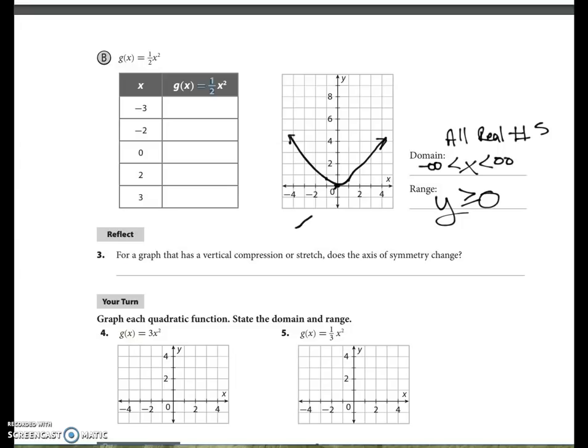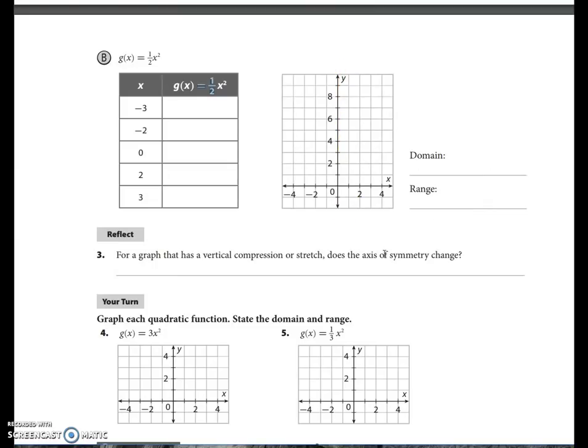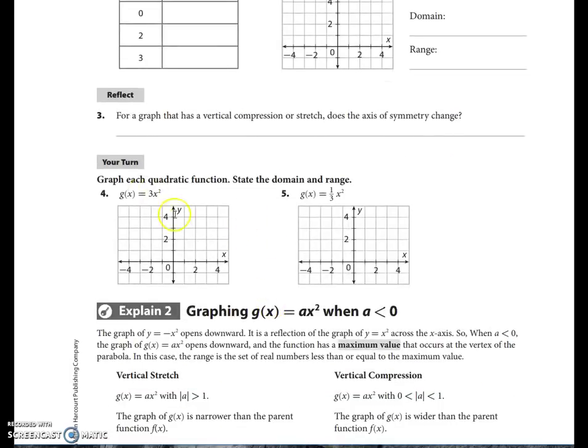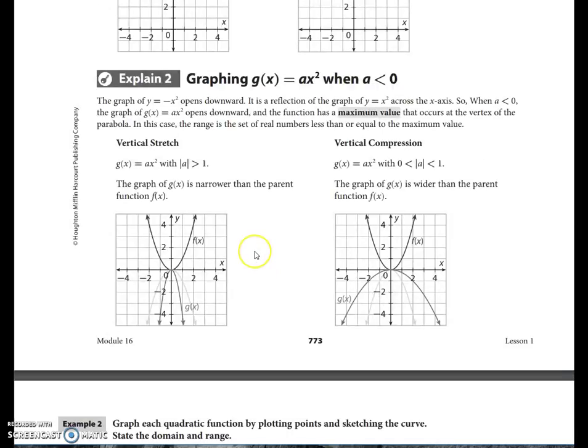Okay? Does a vertical stretch or compression, this is problem 3 down here, change the axis of symmetry here? And the answer to that is no, of course not. The axis of symmetry is still the y-axis, and as a matter of fact, they're all going to have in this section an axis of symmetry that is along the y-axis. All right, and then there are a couple practice problems there that you could go through.